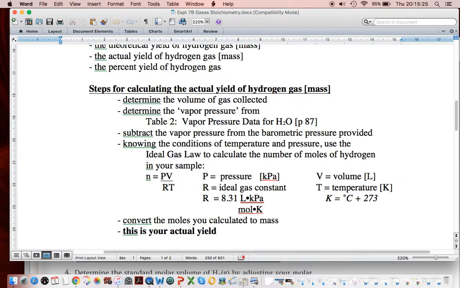We've got a volume, it's got to be in liters. We're going to multiply those together. We're going to put this 8.31 with the crazy units. Not too worried about the units for that thing, it just goes right there. And we have to convert our temperature from Celsius into Kelvin, and it tells you how to do that. And it goes right there. So you know pressure times volume, divide by this 8.31, divide by our temperature in Kelvin. That gives us the number of moles of hydrogen. And once we have that, we convert it to mass, and we have our actual yield by mass.